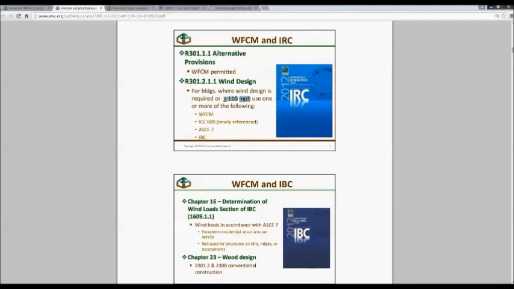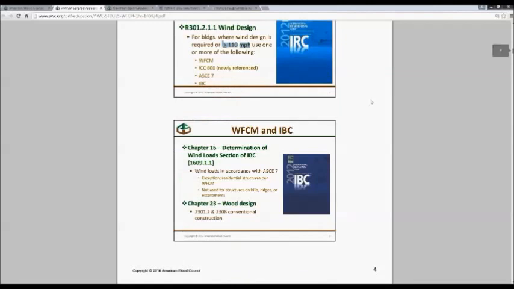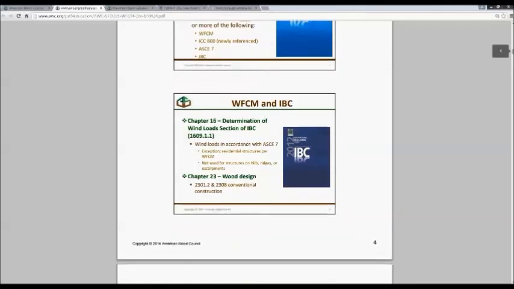So I'll show you that in a second, but just know that this trigger is based on ASCE 7-05, and we're using different wind speeds, higher wind speeds in the newer ASCE 7-10 version. Then in the IBC, which also references the Wood Frame Construction Manual, that's done in Chapter 16 in the loads section, and that's where it provides an exception to use the WFCM to calculate your wind loads per ASCE 7.